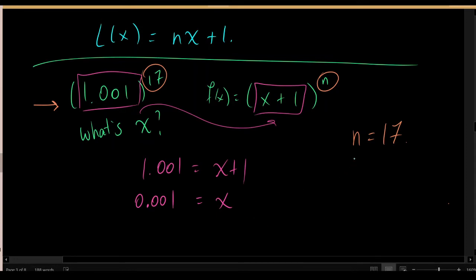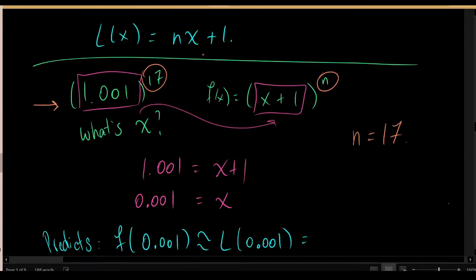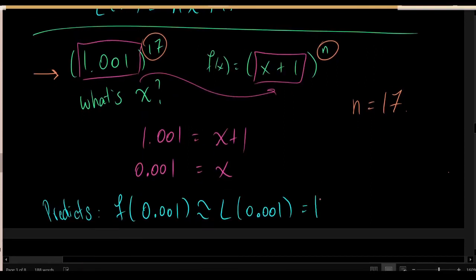So let's put both of those facts into our linear approximation formula. The function's output at 0.01 is almost equal to the linear approximation at that same x value, which is given by n equals 17 times 0.001 plus 1, which is simple enough that it can be calculated by hand. All of this could be calculated by hand, remarkably.